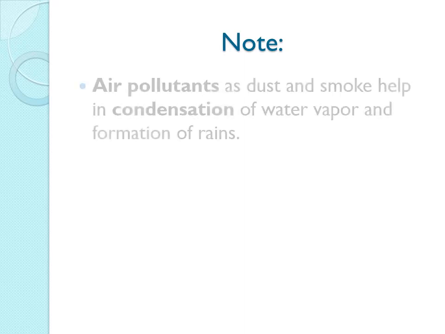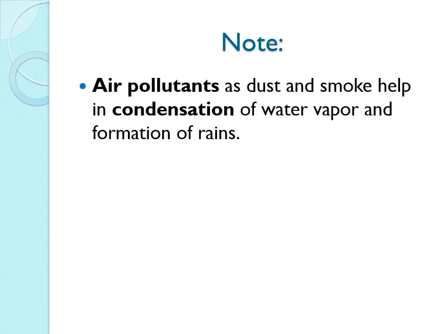Note, air pollutants like dust and smoke help in condensation of water vapor and formation of rains. Dust and smoke are bad, but they are helpful in condensation of water vapor and formation of rains.